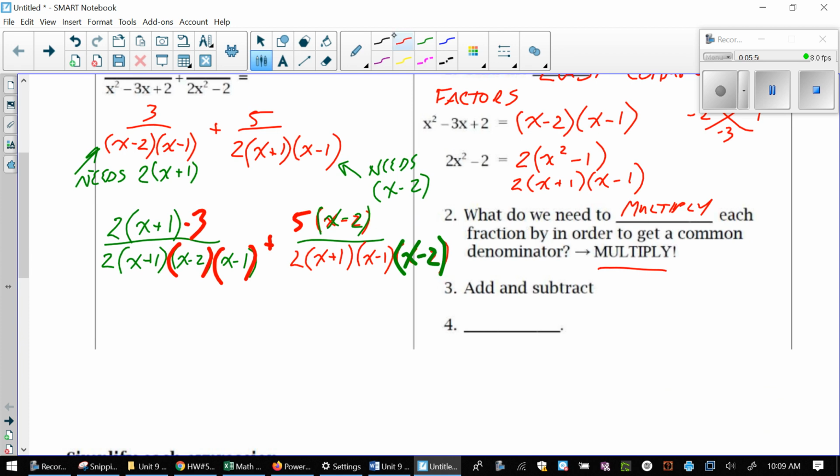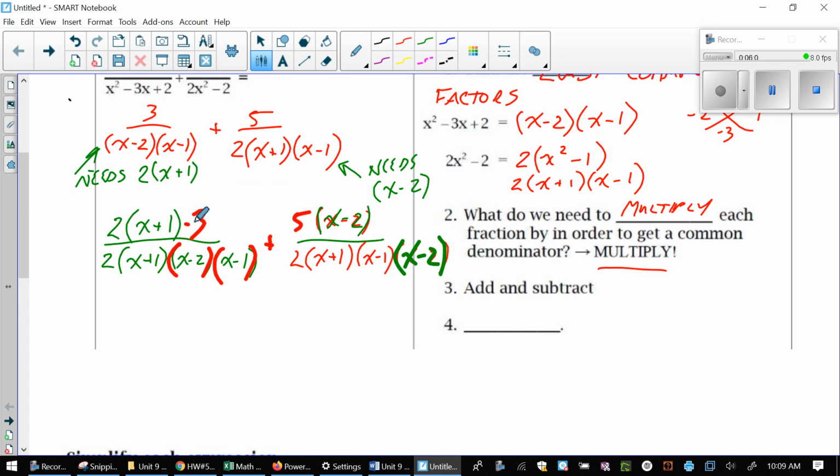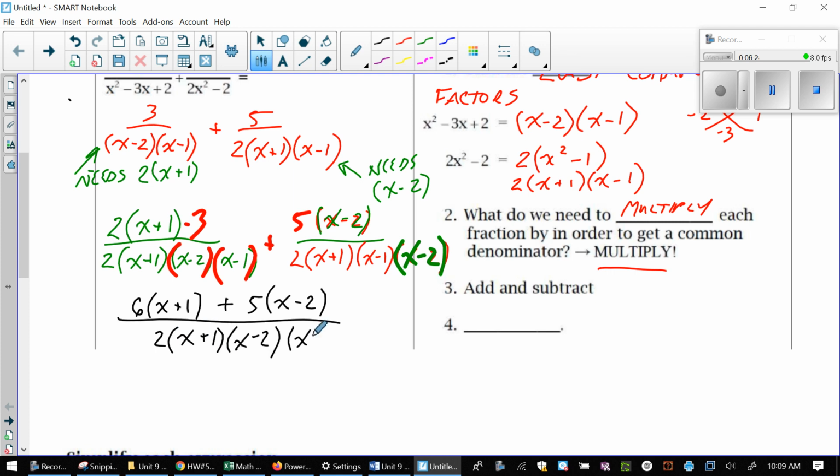So I'm going to simplify these a little bit first, because I know I have 2 times 3 here. So I'm going to write this as 6 times x plus 1, and then plus on this side 5 times x minus 2. And then my denominator is the same. So remember, this just goes over this whole common denominator: x plus 1, x minus 2, x minus 1. There's our common denominator. So now you might be thinking, okay, what else can I do?